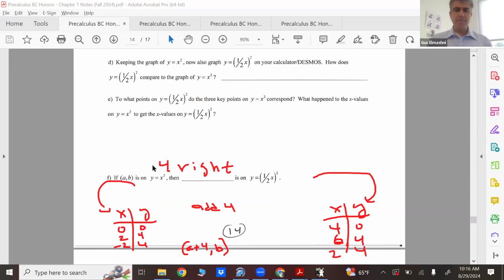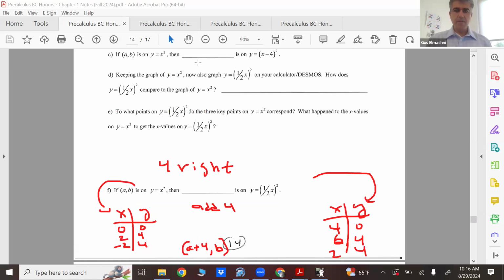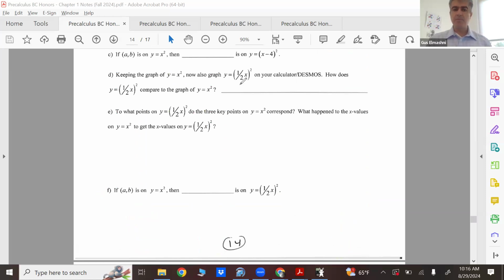Now for part D, what do we do? What do you guys think for part D? You can say it a couple ways. It's going to horizontally stretch by a factor of 2. The horizontal stretch by a factor of 2.